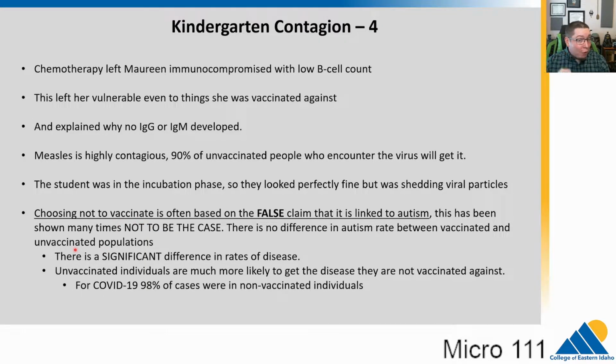There is, however, a very significant difference in the rates of disease. If you are not vaccinated, you are far more likely to get a disease than if you are vaccinated. There is no denying that. We have great data from the pandemic of this. At the height of the pandemic, when vaccines were being made available, 98% of COVID-19 cases were in non-vaccinated individuals. Okay, I think that's pretty strong evidence, right, that vaccines were working to shield people from getting a disease.